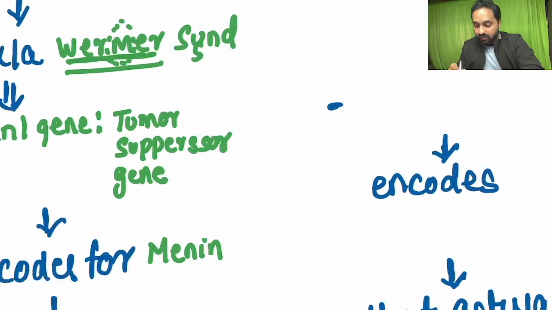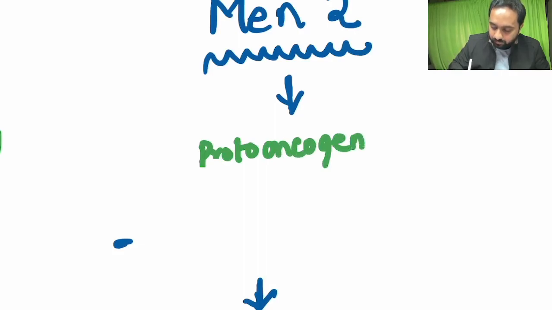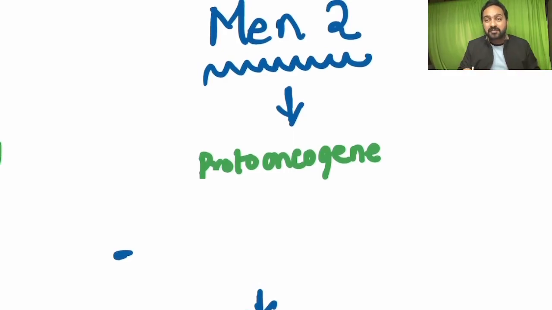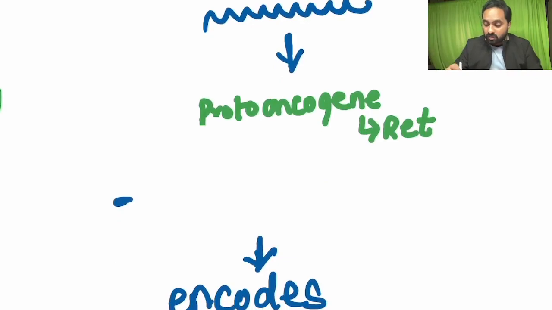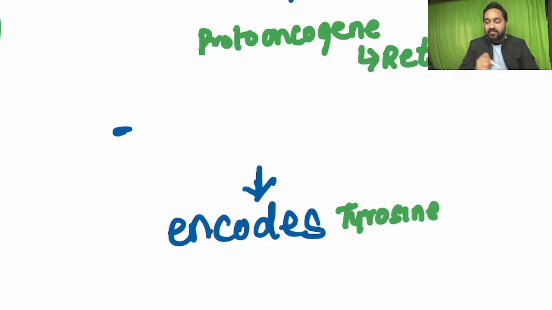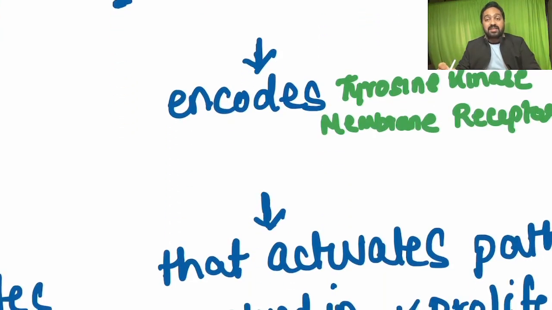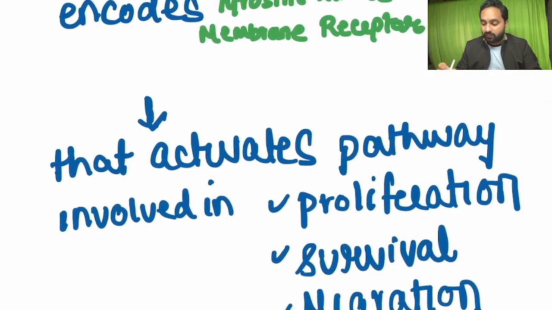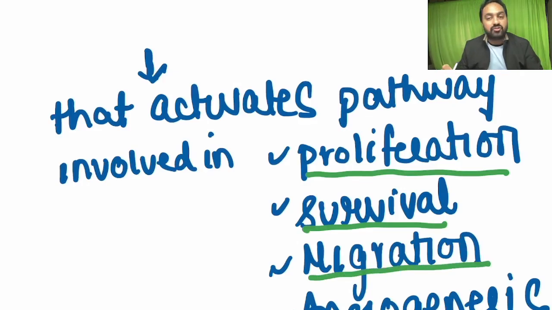On the other hand, in MEN 2, we have a proto-oncogene involved. Right. So please remember, in MEN 1 there is a tumor suppressor gene involved, whereas in case of MEN 2 it is a proto-oncogene involved. Which proto-oncogene are we talking about? It is the RET. Now, what this RET does is that it encodes for a tyrosine kinase membrane receptor. Now, this activates the pathway involved in proliferation, survival, migration, and angiogenesis.